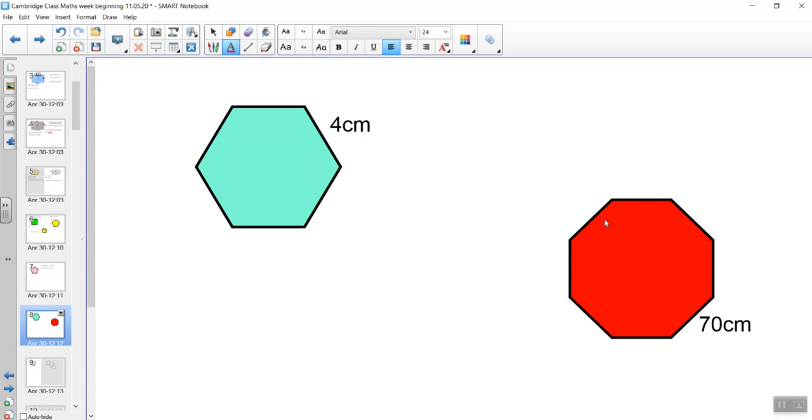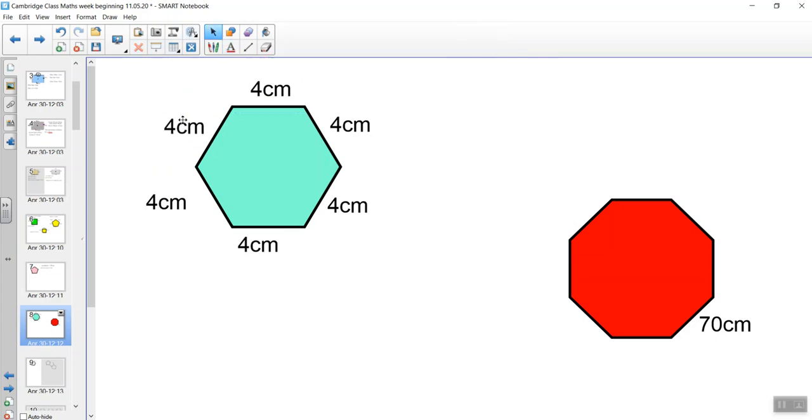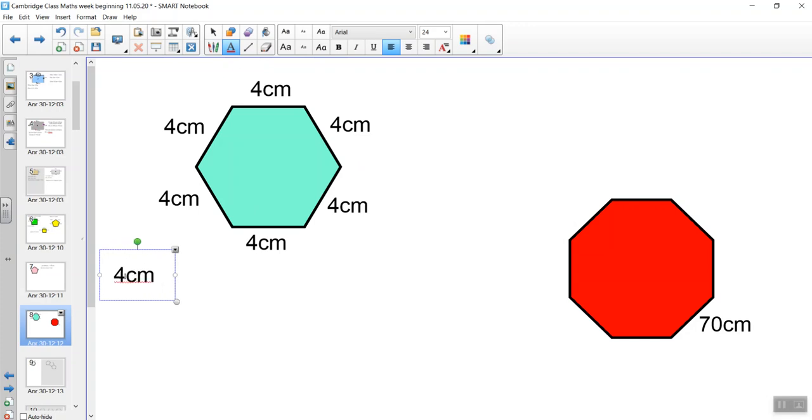How did you get on? Well, we know that each of these sides is the same length, and if one of them is 4 centimetres, they're all 4 centimetres long. And I know that 4 centimetres added to 4 centimetres added to 4 centimetres and so on is 4 centimetres, 6 times. And 4 centimetres 6 times gives us 24 centimetres.